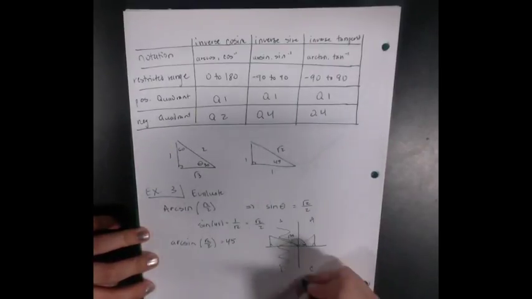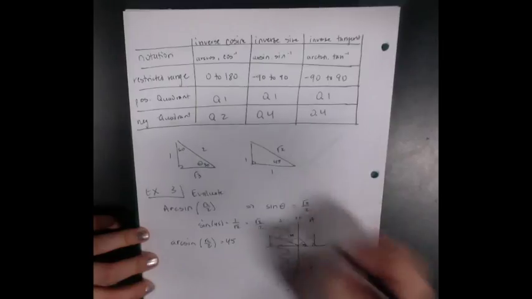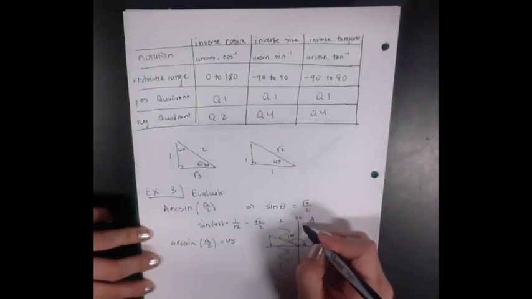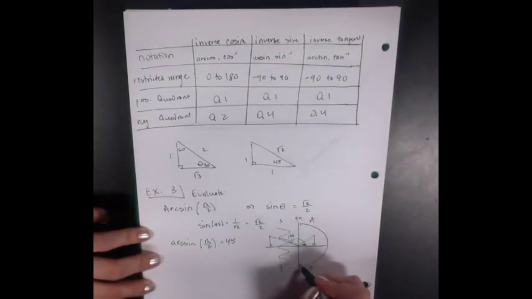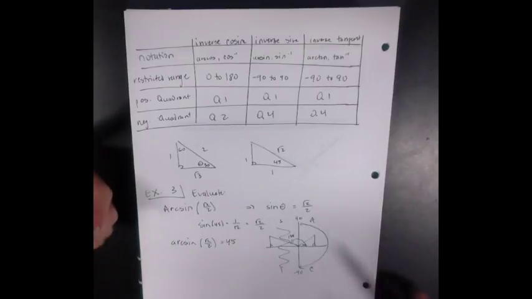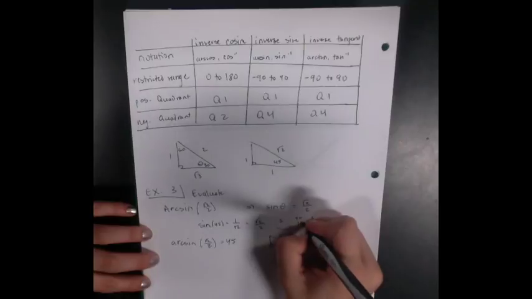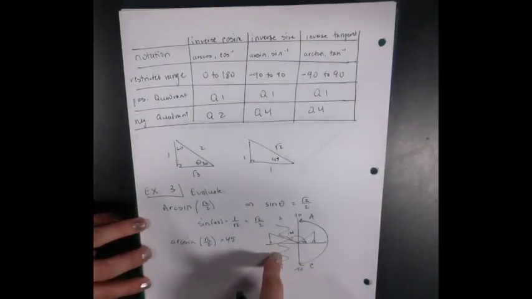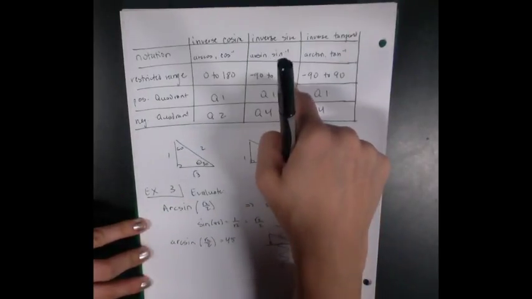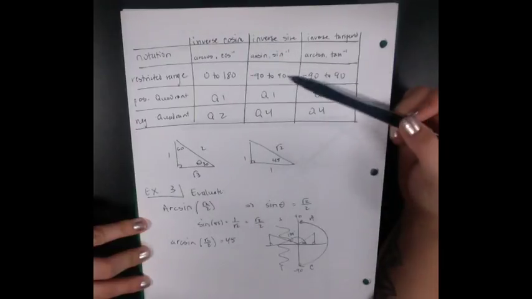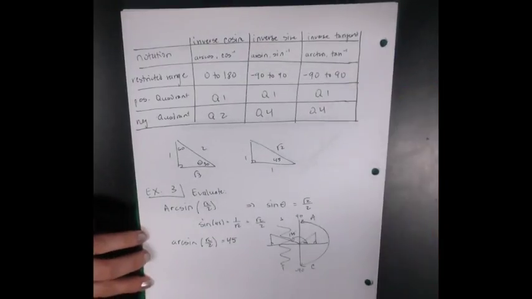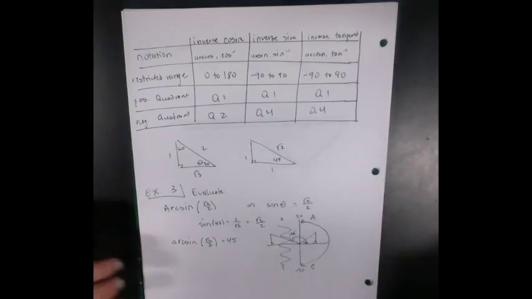Negative 90 to 90, this is negative 90, this is 90. We are only on this half of essentially our unit circle. So we do not include this half because it's not in the range of inverse sine. Really, really, really important that you are aware of the range. Let's do another example.